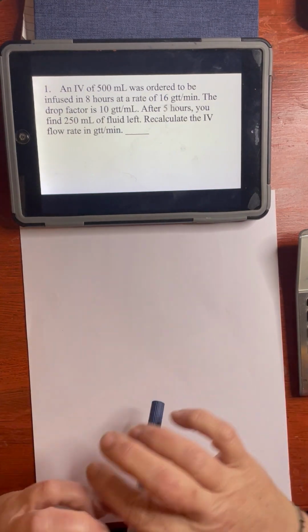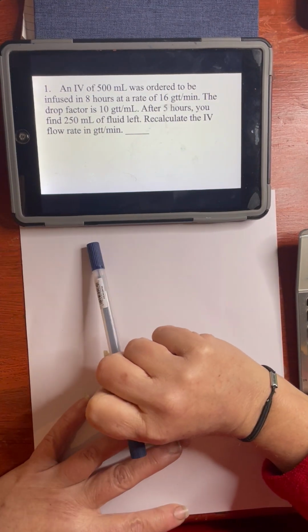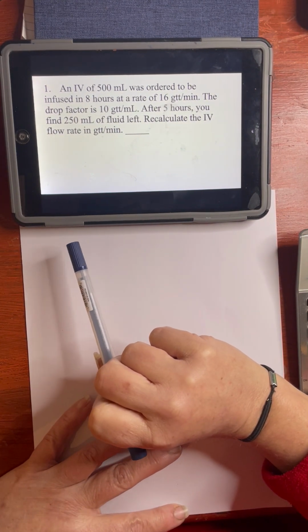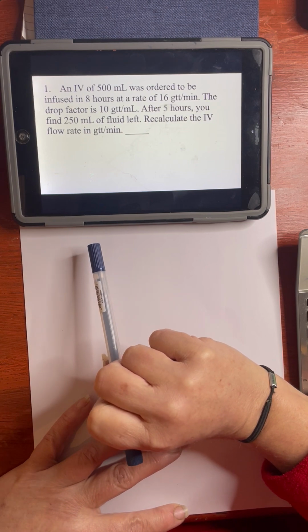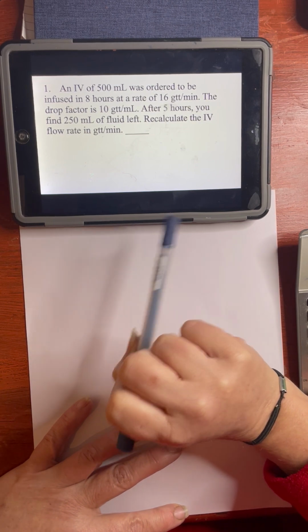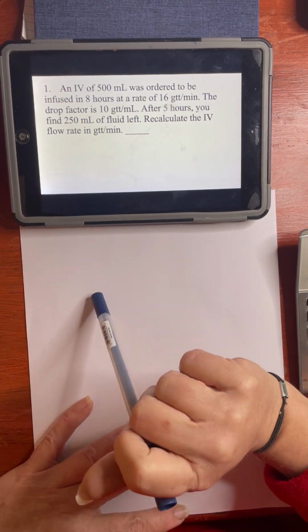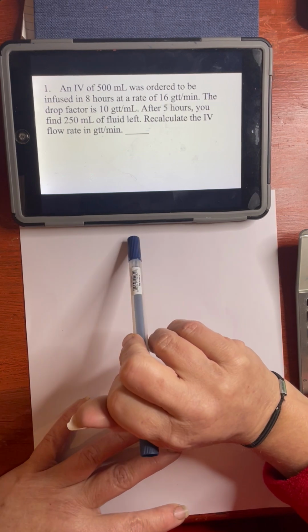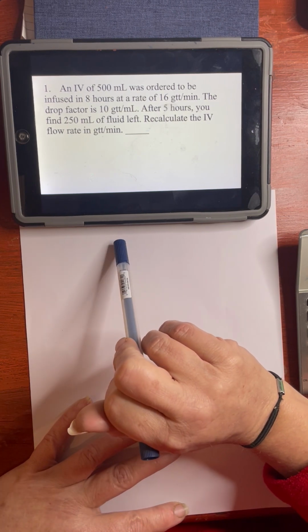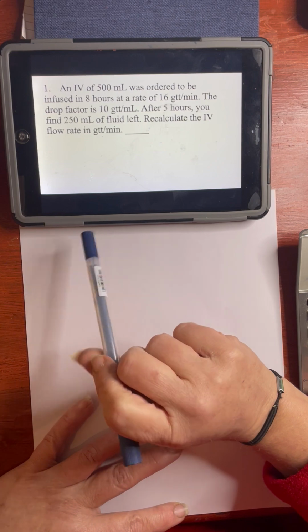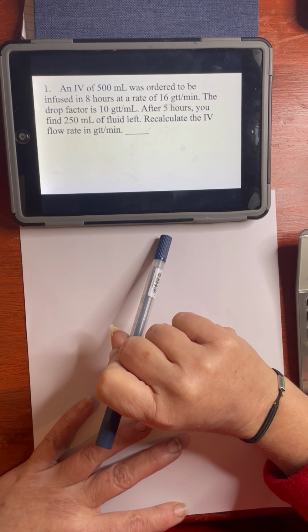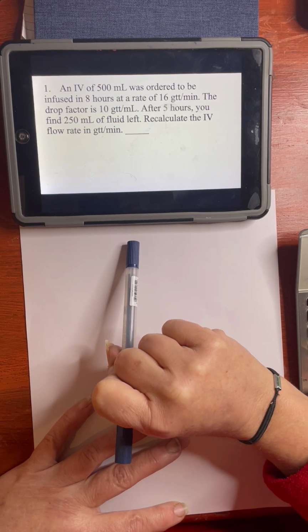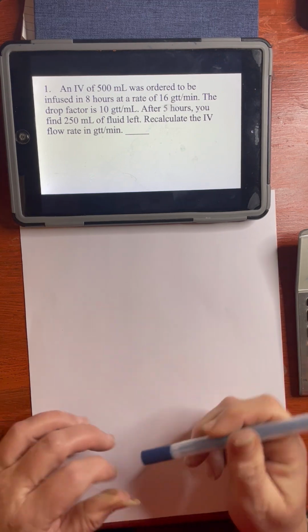Okay, here we go. An IV of 500 milliliters was ordered to infuse in 8 hours at a rate of 16 drops per minute. The drop factor is 10 drops per milliliter. After 5 hours, you find 250 milliliters left. So you've got to recalculate the flow rate in drops per minute.